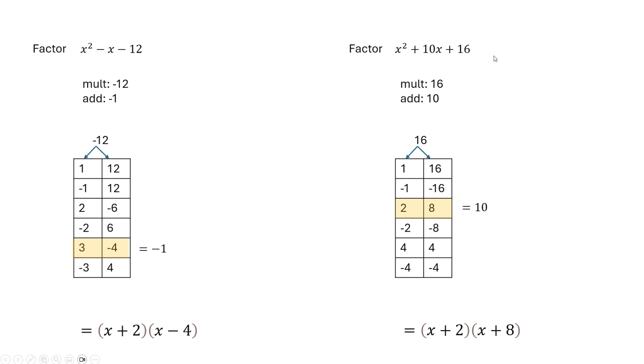In this example, x squared plus 10x plus 16, we're looking for a pair of numbers that will multiply together to be 16 and add up together to be 10. So we list all our factor pairs for 16 and then see that only one of these pairs, 2 and 8, will actually add up to 10. So our answer here is x plus 2, x plus 8.